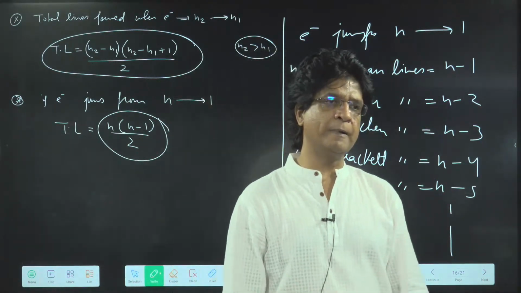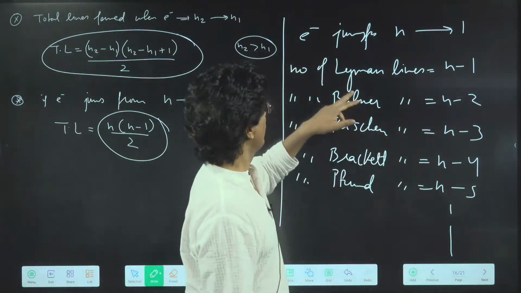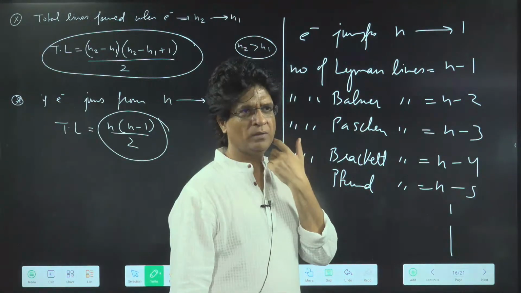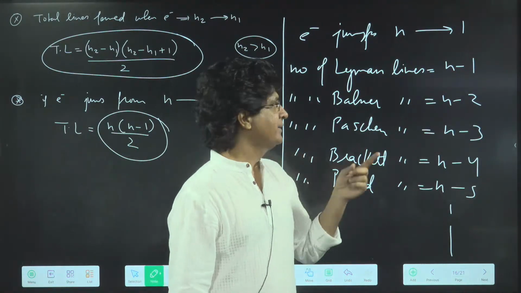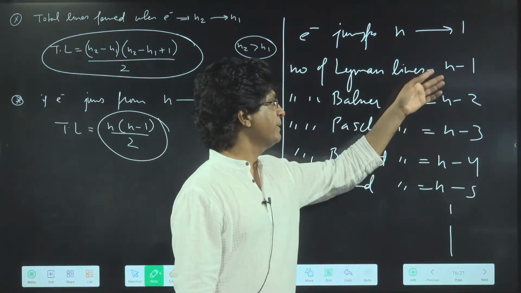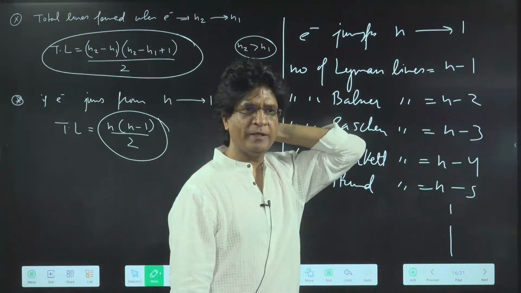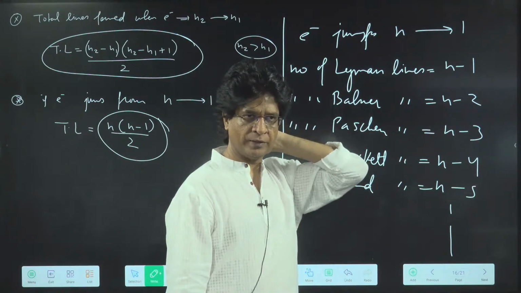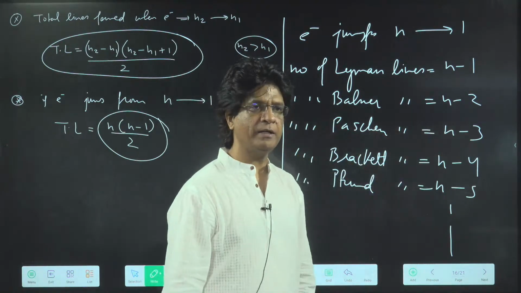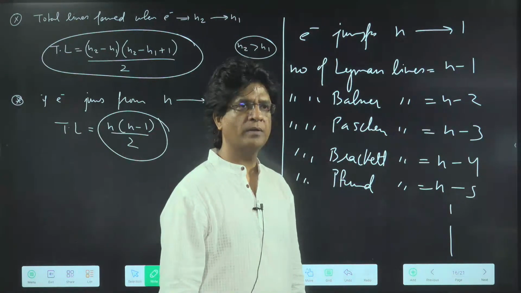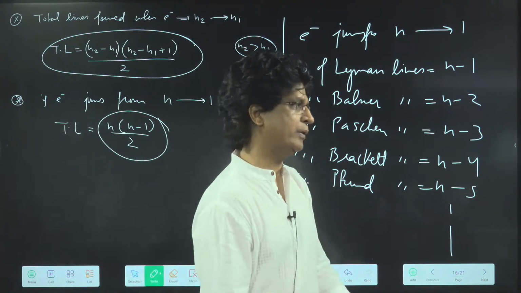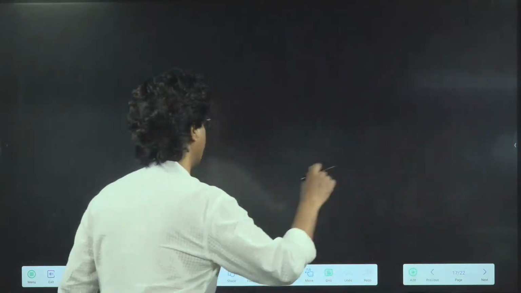Let me ask you one question. For example, the number of Lyman lines formed is, say, 10. Then the number of Balmer lines will be how many? 9. Very good. The number of Paschen lines will be? 8. It will be 8. Very good. Let's do a question.